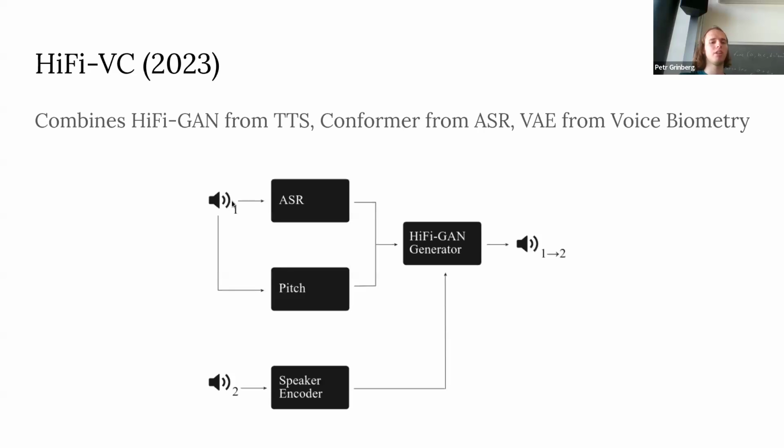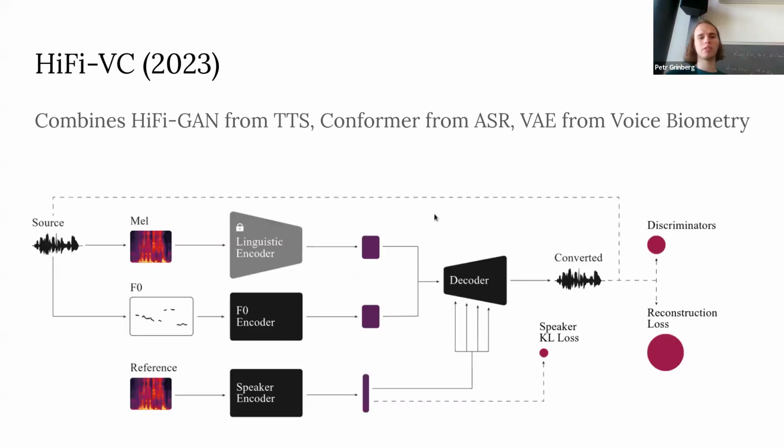And the idea is that from speaker one, you use ASR to get some textual information. You also use F0 calculation to calculate pitch. It's some signal processing stuff, not a deep neural network. And this is passed to the HiFi-GAN generator, which is conditioned on the speaker encoder output. Because it's conditioned on the speaker encoder, it will produce the sound which sounds like speaker number 2.